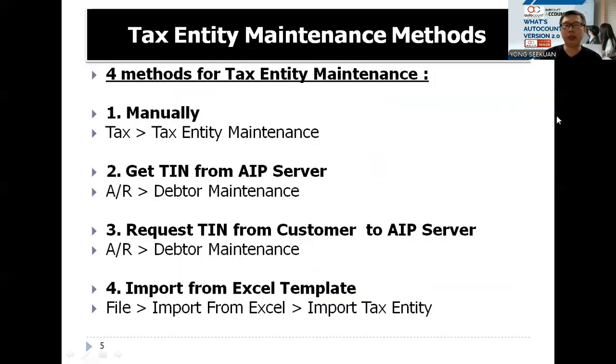So how we retrieve or update this test entity in AutoCount, there are basically 4 methods to key in this test entity. First is manual. Secondly, you can get this test entity from our AutoCount server, but subject to whether your customer or supplier has shared their test information, meaning their TIN number, with AutoCount. So the third method is request.